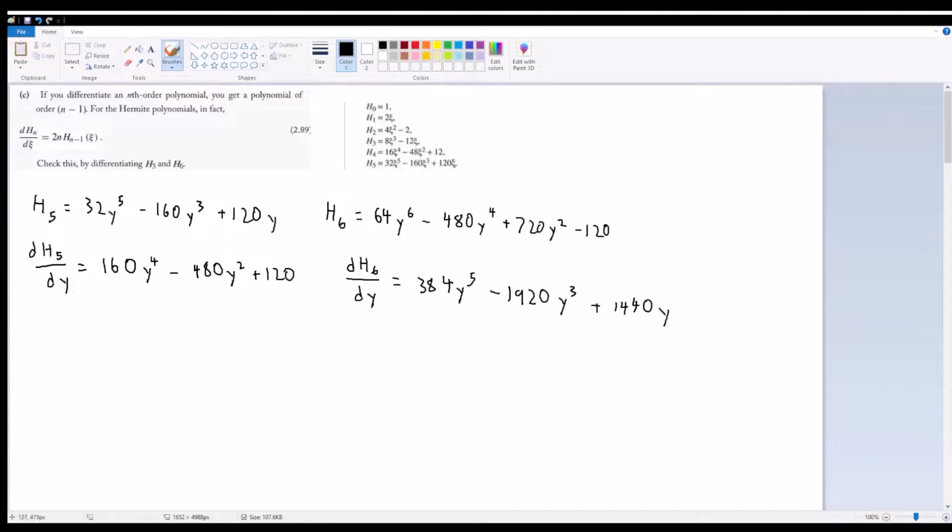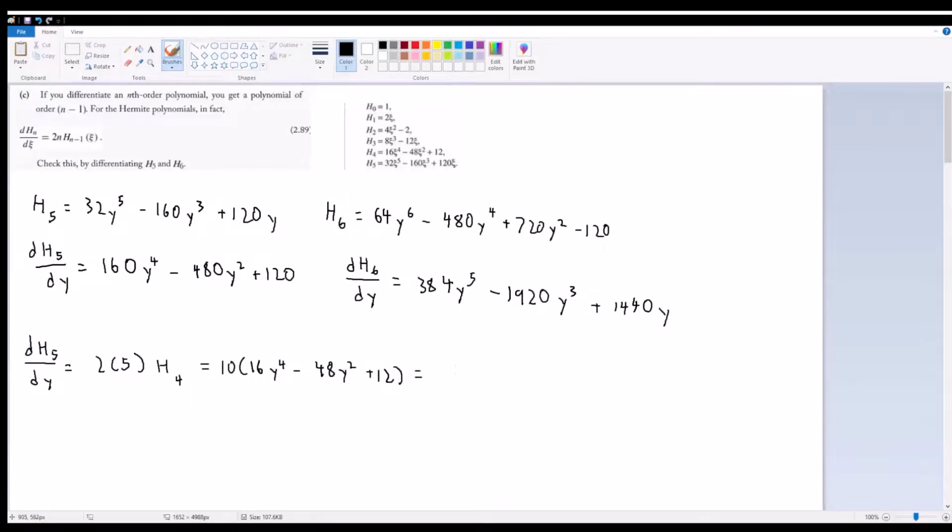Let's check this by using this recursive formula. So we have dh5 by dy is apparently equal to 2 times n, which is 5, times h of 5 minus 1, which is h4. We know h4 from right here. So if we plug this in, this is going to give us 10 times h4, which is 16y to the fourth minus 48y squared plus 12.